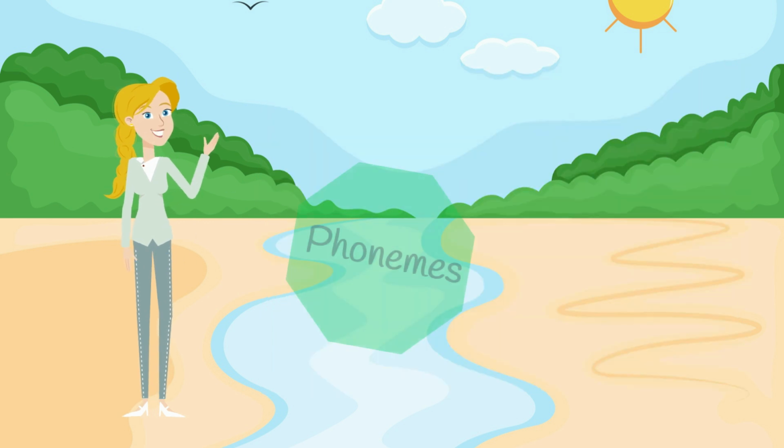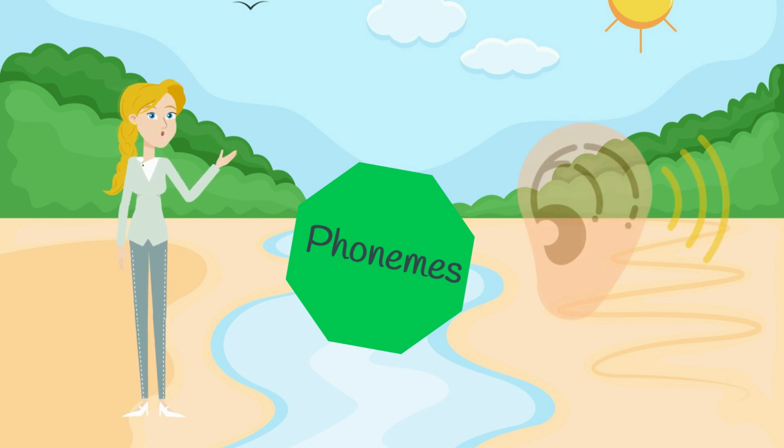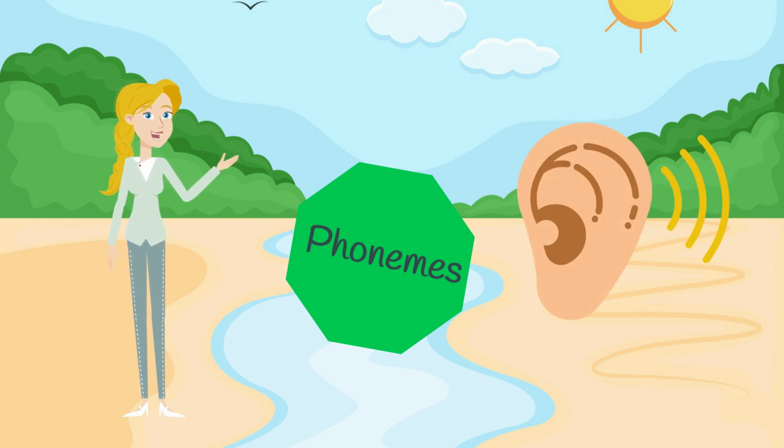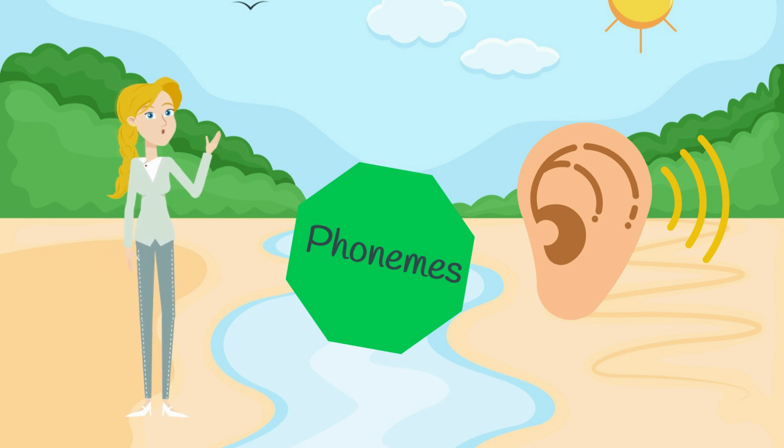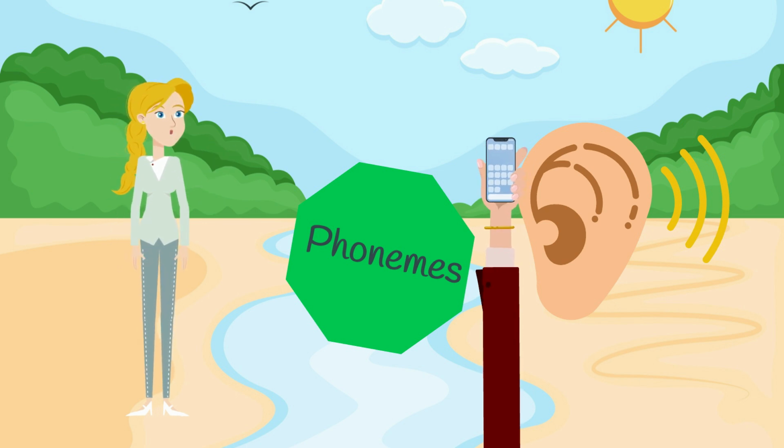Do you remember what a phoneme is? Phoneme is a sound. So the phonemes are the sounds represented by the letters. We can hear phonemes with our ears. Phoneme has the word phone in it. It might remind you of a telephone where we can hear people's voices. Phoneme is a sound we hear.